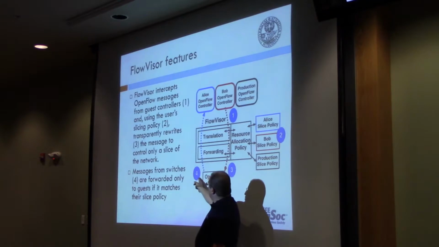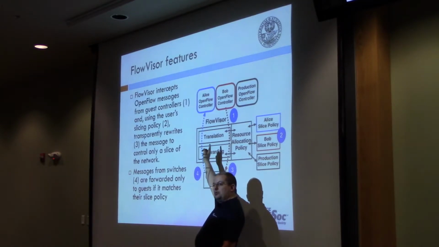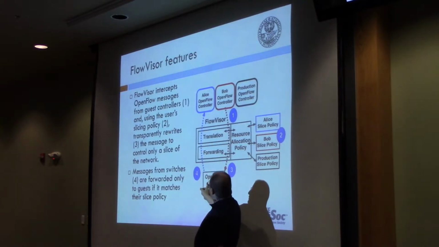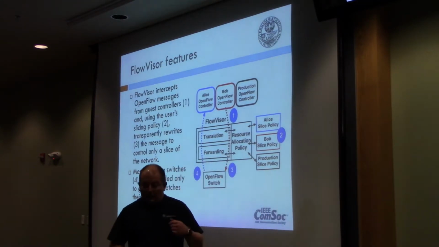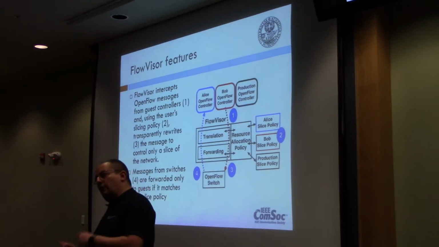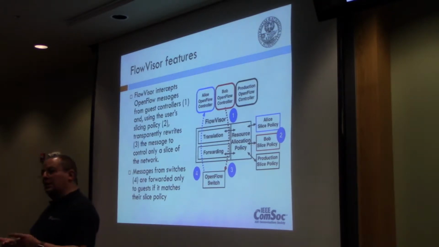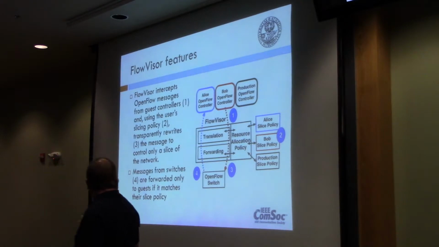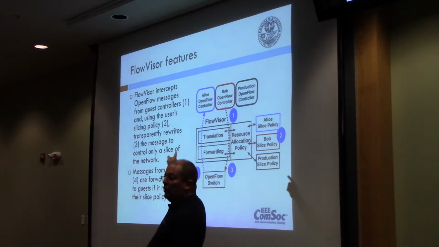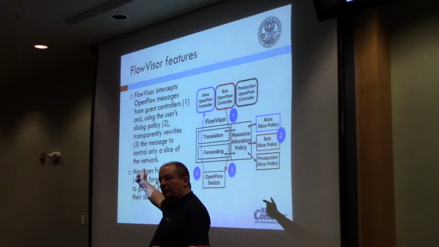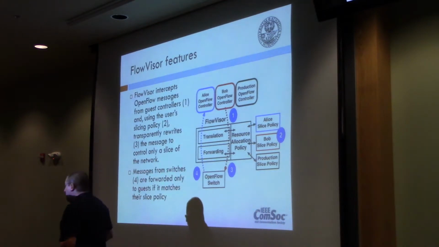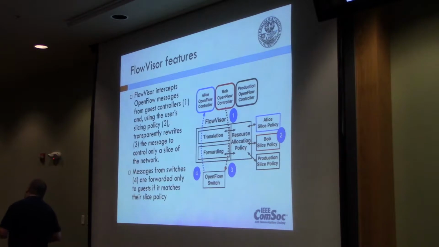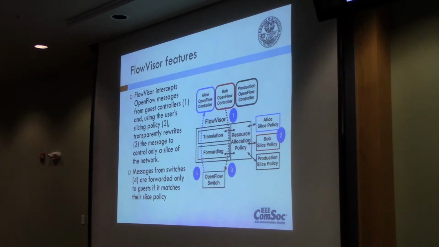For example, if you see here, message number 4 is a switch that wants to speak with a controller. For example, this switch wants to speak with Alice's controller. In the same way, FlowVisor will check if that is an allowed behavior, for example, because it has to check if that switch belongs to the slice of Alice. Okay, because it could be not the case. In this way, you can isolate the traffic.